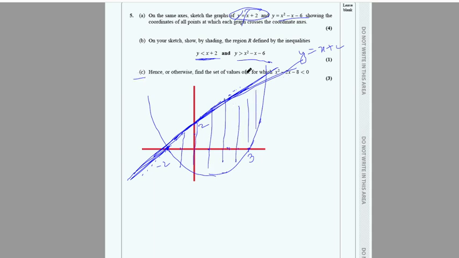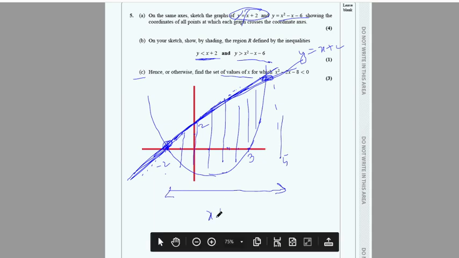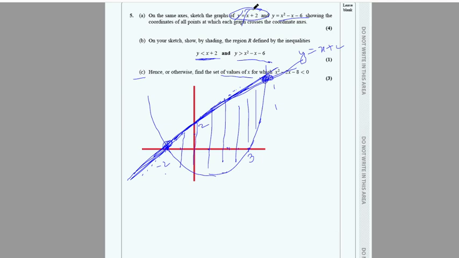For part C, you need to find the set of values of x. For that you need the cutting points. So one of the cutting points is 2, we do not know this one. So for this shaded region, x has to be within this limit. Suppose x is 5, for example, in that case your answer is this. But for that you need to solve the simultaneous equation to get this cutting point. So you just equate them and solve.